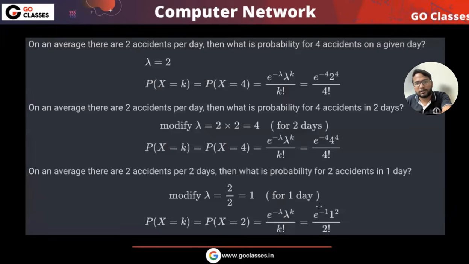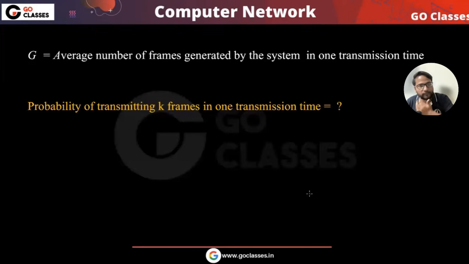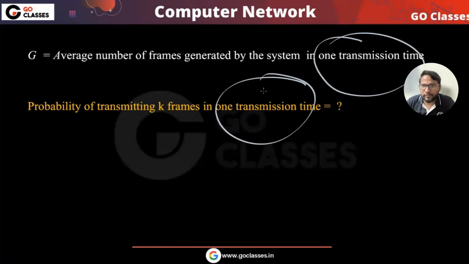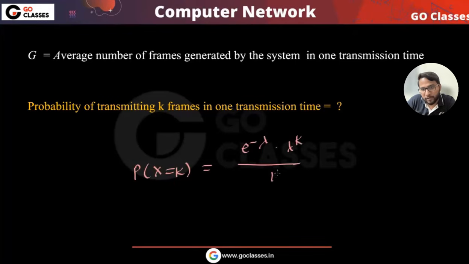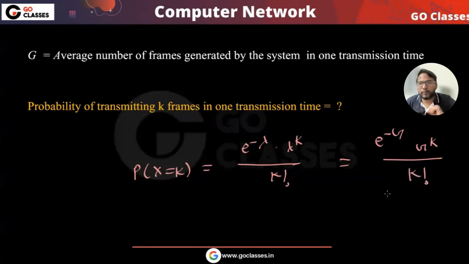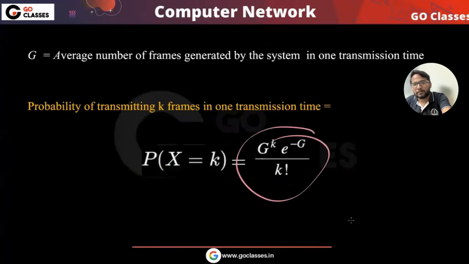Okay. So this is the question that we were interested in. Now, what is the probability of transmitting k frames in one transmission time? If G is the average number of frames generated by the system in one transmission time, and the time given is also one transmission time, then this G is nothing but the lambda, the mean, right? So you can directly find the probability of X being k as e power minus lambda into lambda power k upon k factorial. So this lambda given is G. That's the only change here.